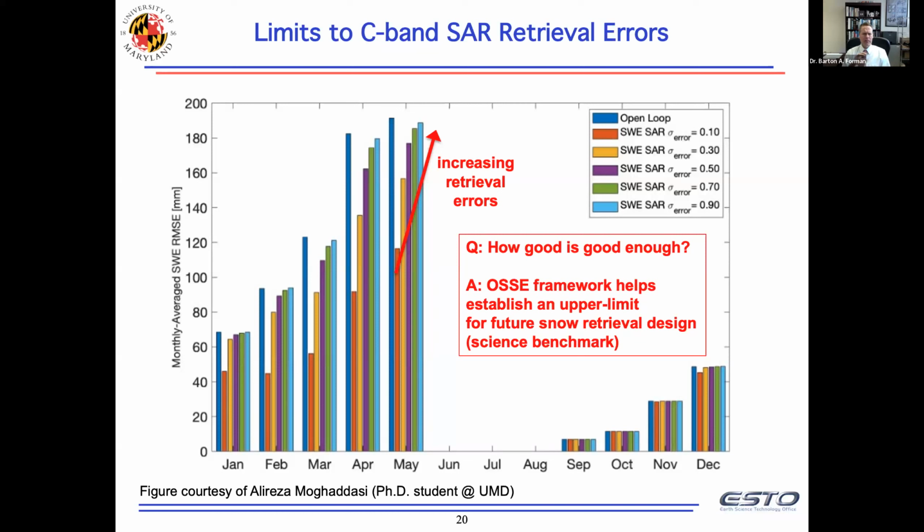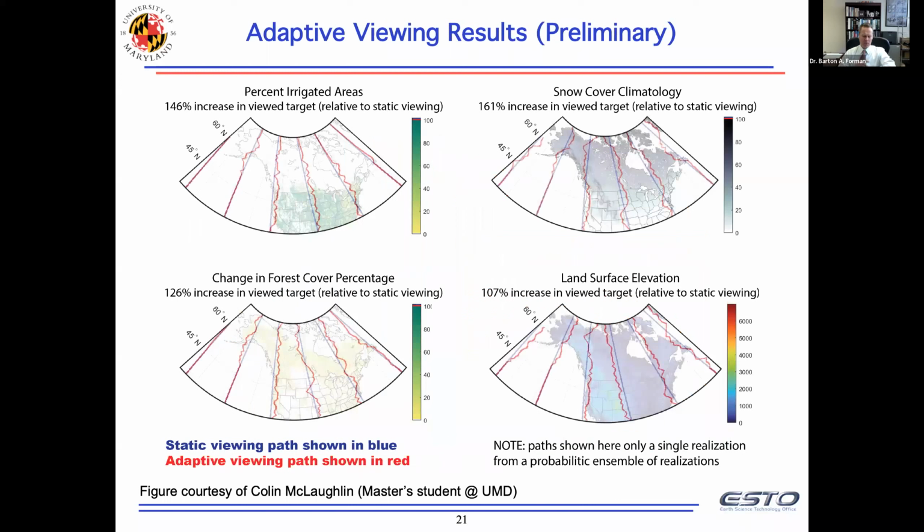So it becomes a very powerful tool, not just to decide what sensors and how do we coordinate, but also what are the limits of the errors that we can tolerate in order to achieve our desired scientific benchmark. I think I'm running out of time here, so I'm going to speed things up.